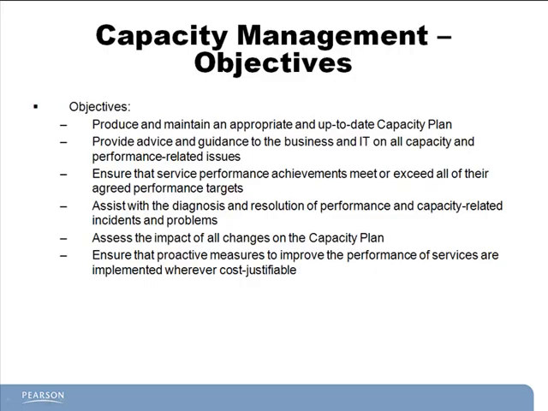The main objectives of capacity management are to produce and maintain a capacity plan, which is a document that outlines your current capacity usage as well as what you're expecting to need over the next period. Also, providing advice and guidance to both the business and IT on all capacity-related issues. Next, we ensure that our service performance achievements meet or even exceed all of the targets that we promised in our SLA. Next, if there are any capacity-related issues, someone with a capacity management hat on will assist with the diagnosis and the resolution.